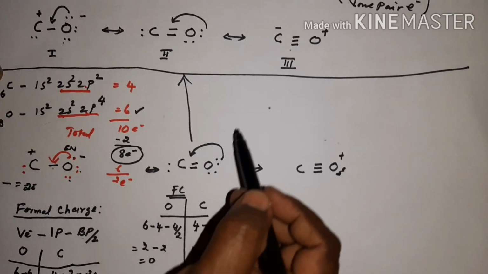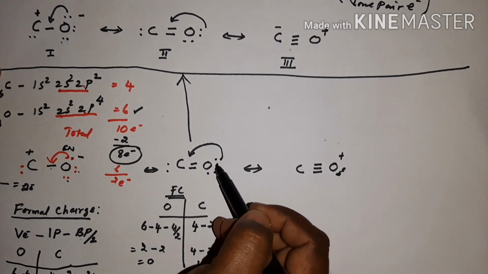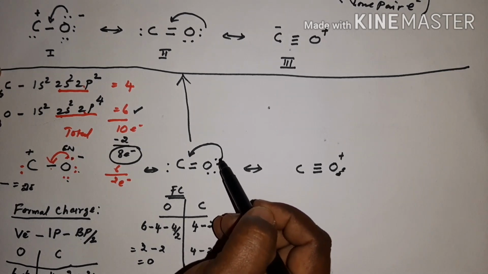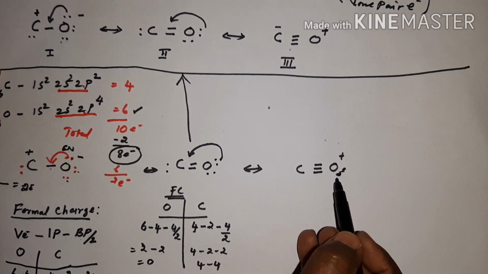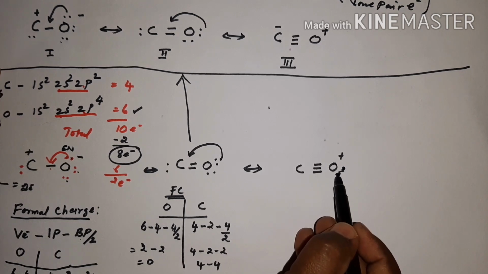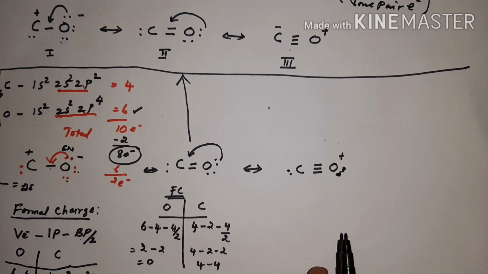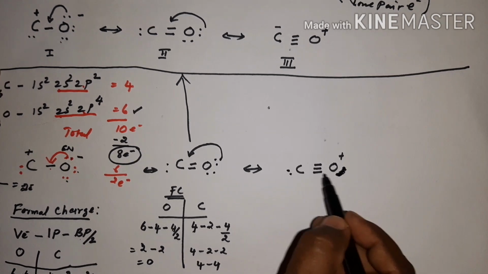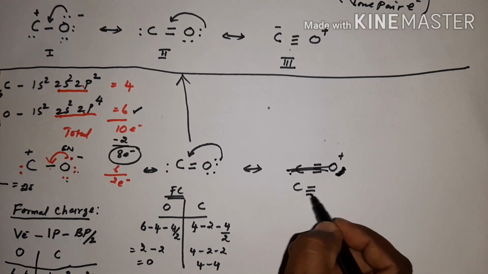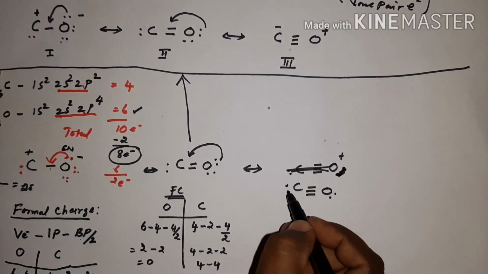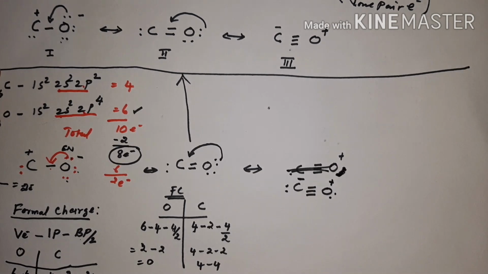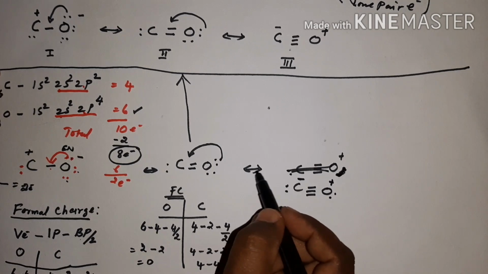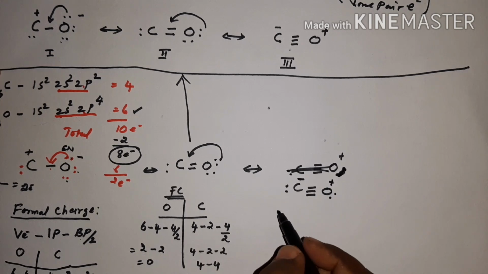For structure 3, what will happen? This lone pair of electrons will shift towards the center. So we are getting carbon triple bond oxygen, and here 2 lone pairs remain on oxygen, and also 2 lone pairs remain on carbon. So I am writing carbon triple bond oxygen, with lone pairs. Here oxygen becomes a plus charge and carbon will get a minus charge. This symbol represents that it forms a resonating structure. So how do these charges come? Apply the formal charge.